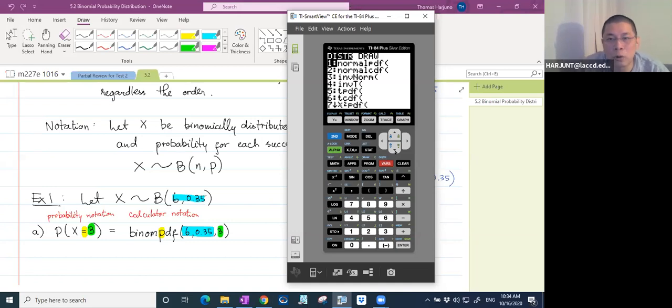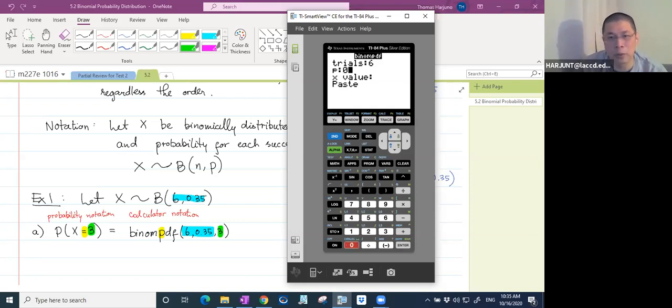Now, then you scroll down until you see binom PDF. That's binom PDF. Now, if you use TI-84, they usually guide you with the notation. Like for the first number is the number of trials, that's 6. Enter. How about p? What is the probability of success in each trial?